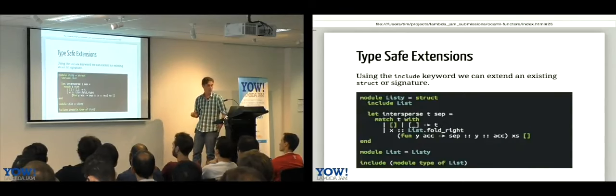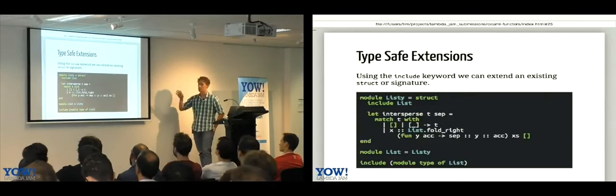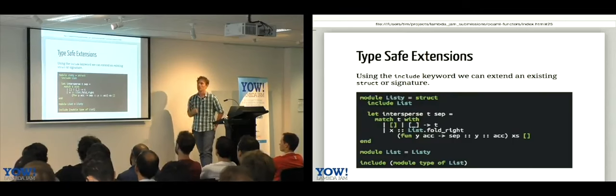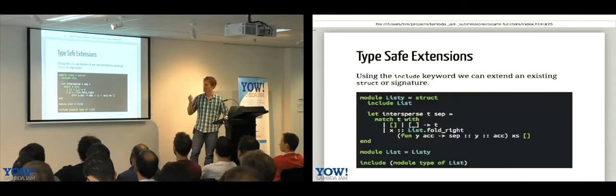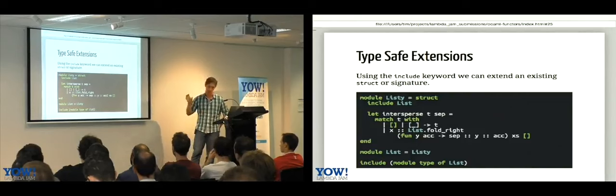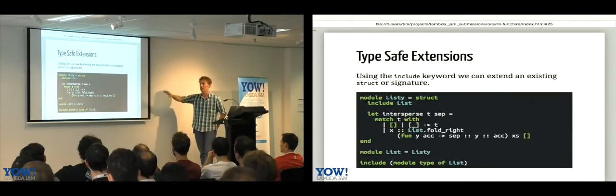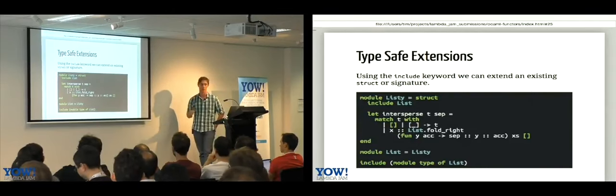So first, type-safe extensions. This is used heavily in Core and Batteries. The OCaml standard library is fairly poor, so there are a couple of replacements for the standard library that take the standard library and extend it with more useful functions. There's Core and there's Batteries, and they use this technique to extend the standard library.